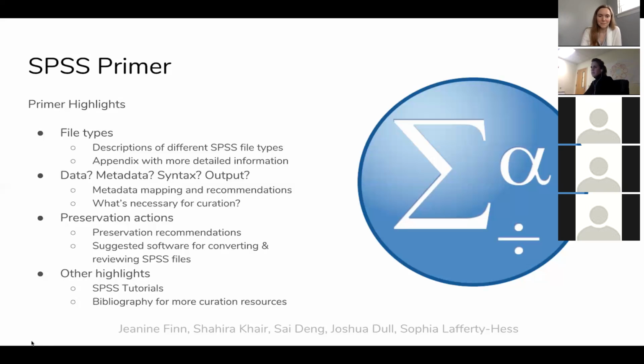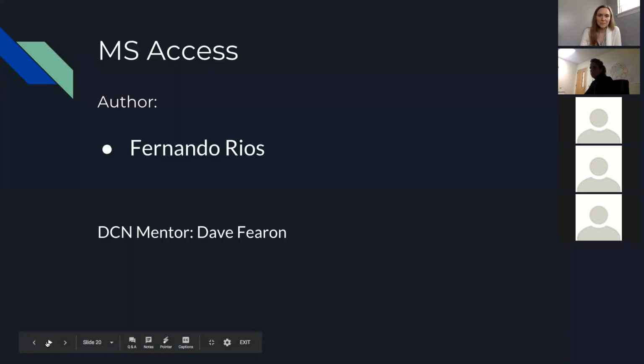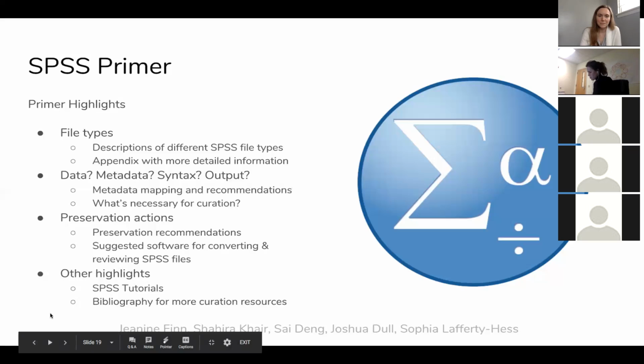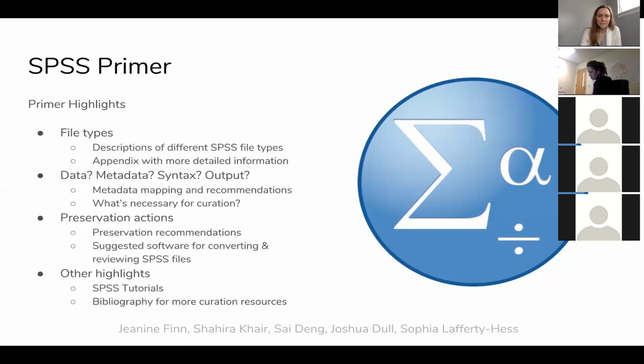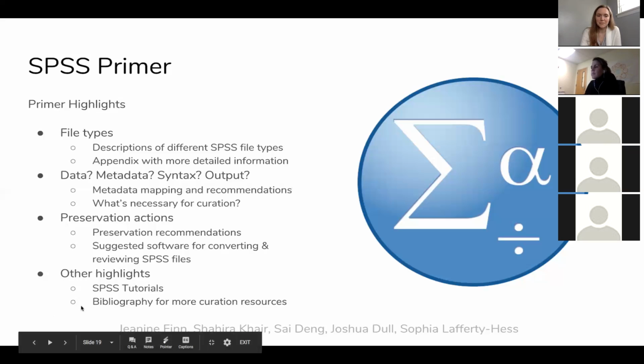And then the last couple things we added in the primer were some links to SPSS tutorials, and also some information on the different types of software you can use to transform SPSS files if you don't have SPSS or you can't afford it. And then we also, of course, included a bibliography just in case you wanted all the information that we had gathered.